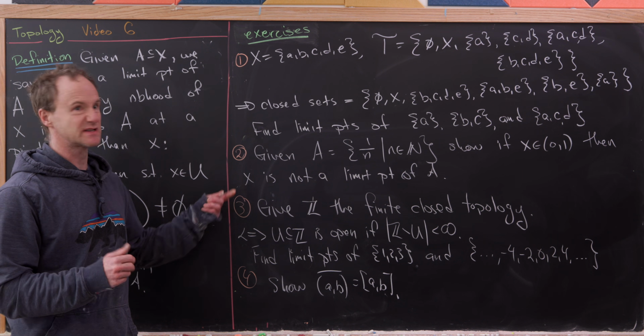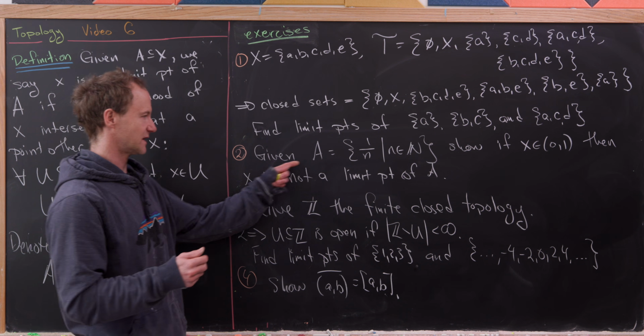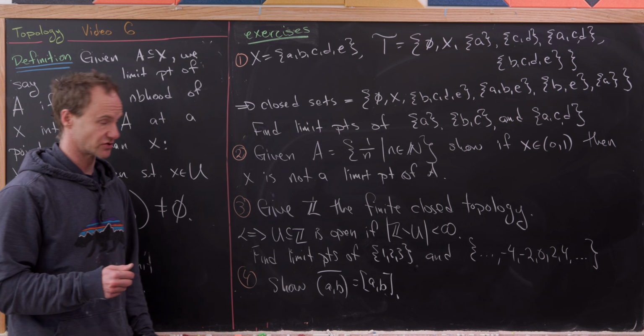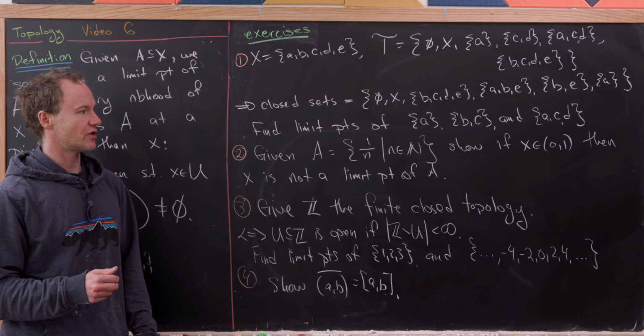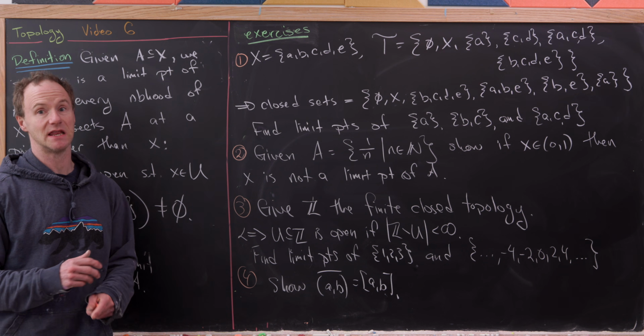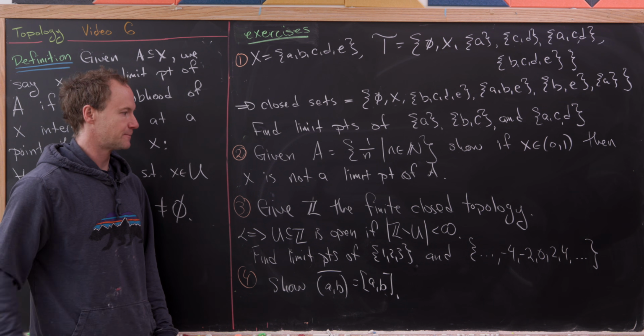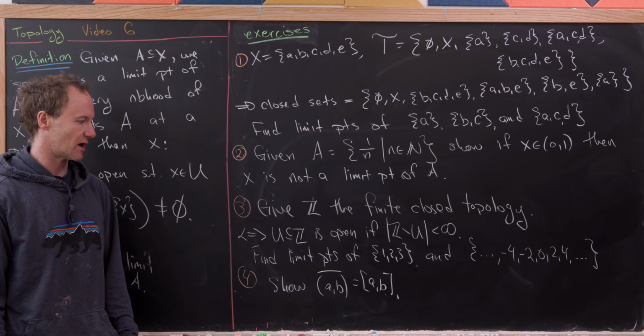Next up, let's do that exercise that I mentioned during this example or a previous example. Let's say A is the set of the reciprocals of all natural numbers. Let's show that if x is an element of the open interval 0 to 1, then x is not a limit point of A. Then let's give Z the finite closed topology.